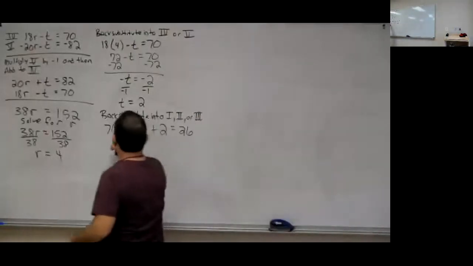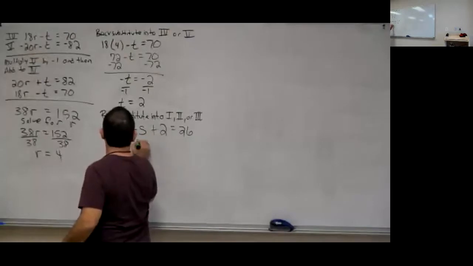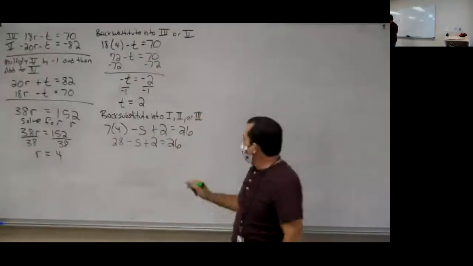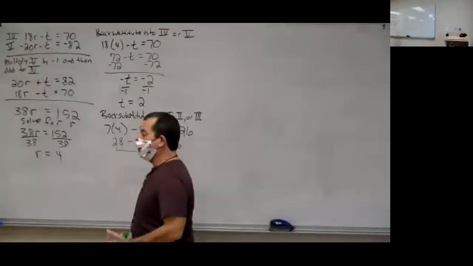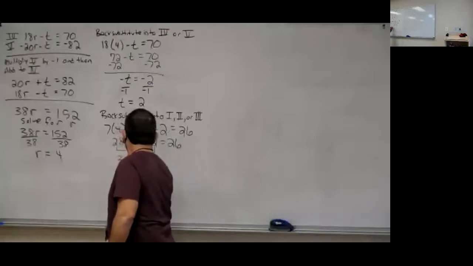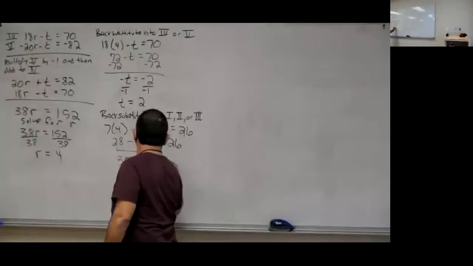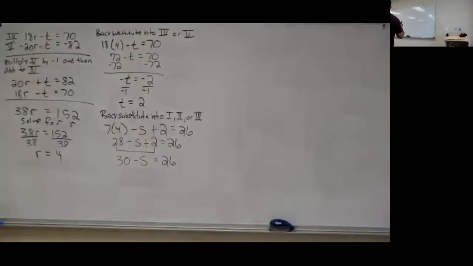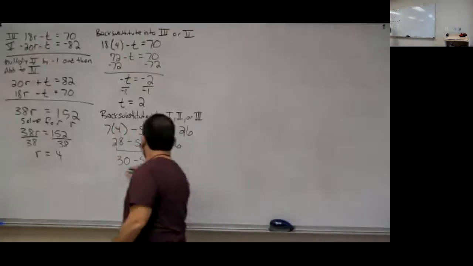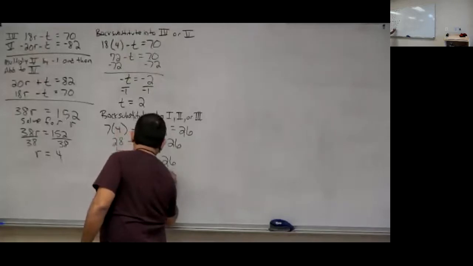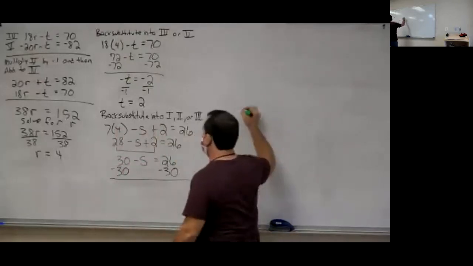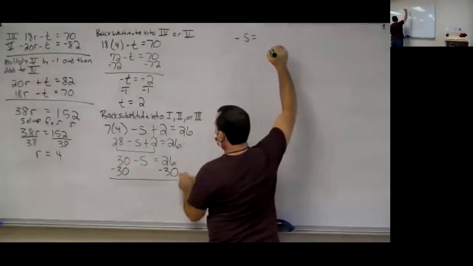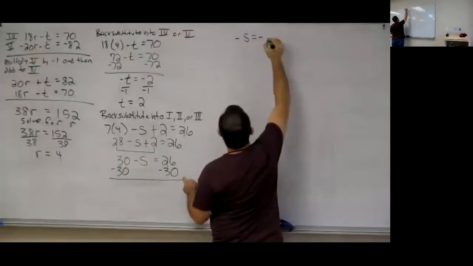So let's see, I know 7 and 4 is 28. So 28 minus an S plus 2 equals 26. Let's add these like terms together. 28 and 2 give me 30. So 30 minus S equals 26. Now let's minus the 30 from both sides. So I'm now going to have a negative S equals 26 minus 30, which is negative 4?